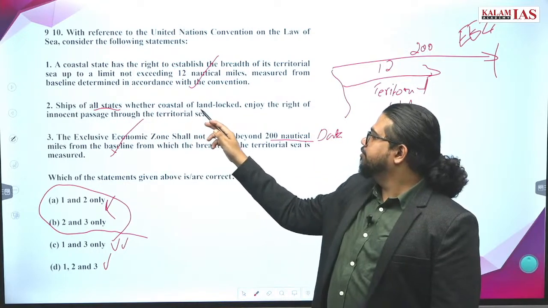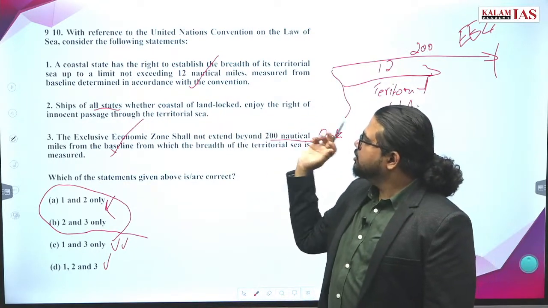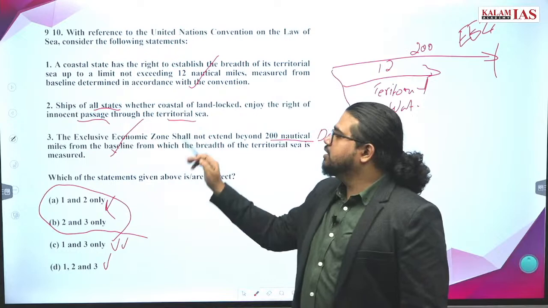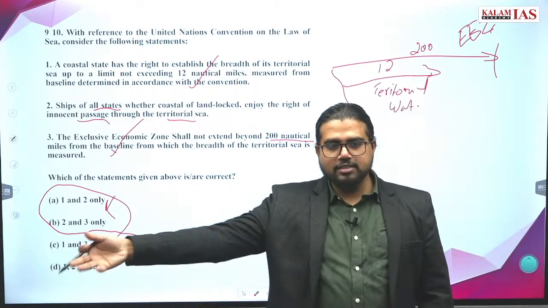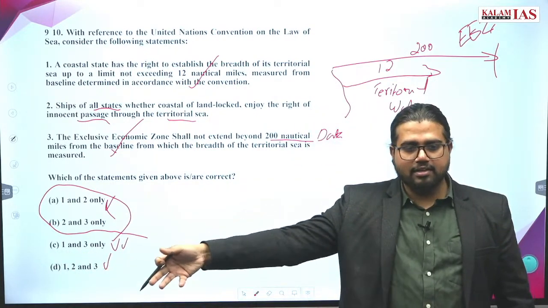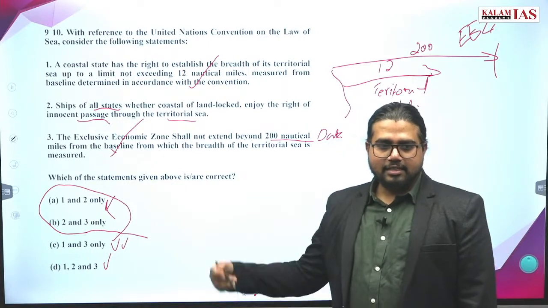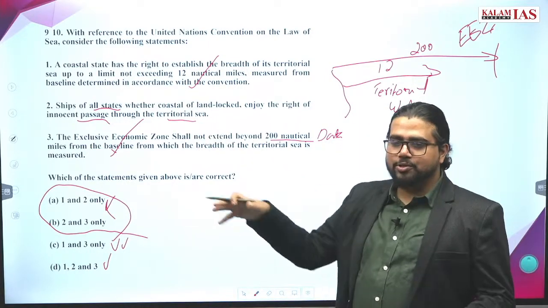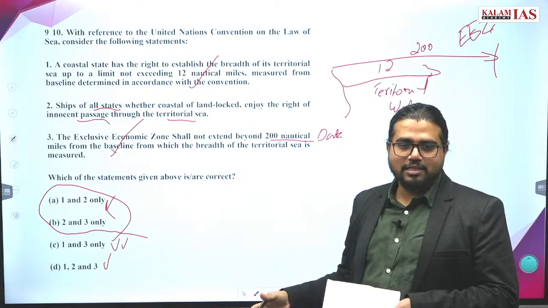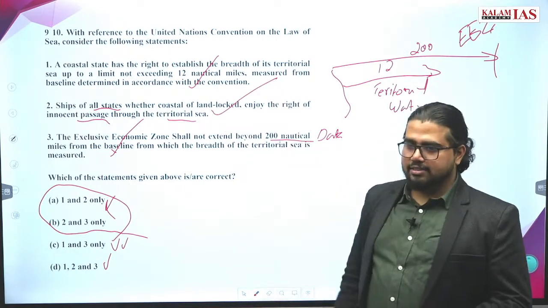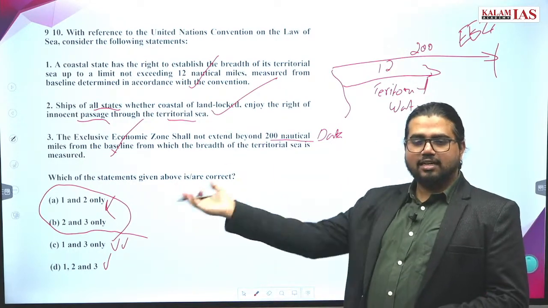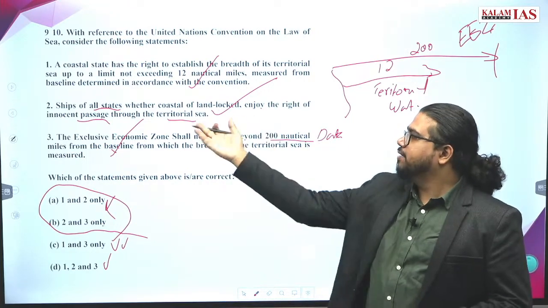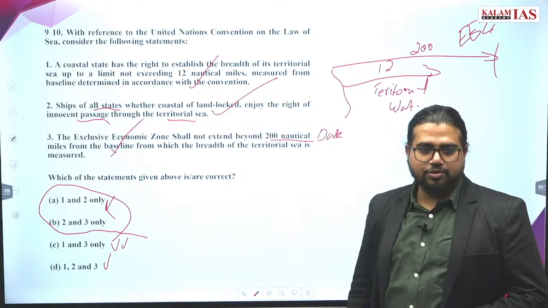All states, whether coastal or landlocked, enjoy the right of innocent passage through territorial waters. Territorial waters are like the sovereign territory of some country. Can a ship pass through it or not? You have to know, otherwise it's very difficult to guess. Technically, this is the correct option. All ships have the right to pass. Innocent ships have the right to pass through the territorial waters of all countries.